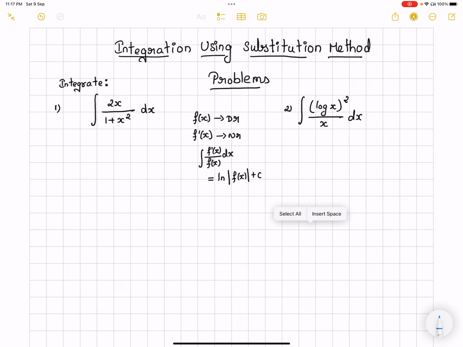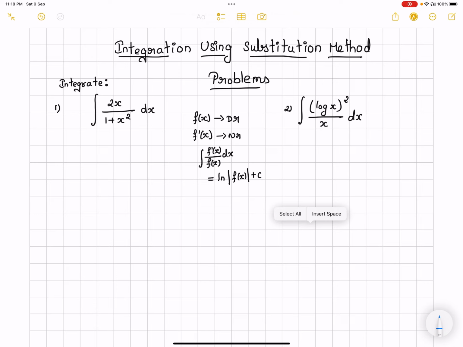So that's how you need to check your problem. Whenever you are given a problem, observe the denominator and the numerator. And for your denominator, if you have the differentiation in your numerator, in that case, it's easy. We can just put ln of that particular function plus c. That's going to be my answer.